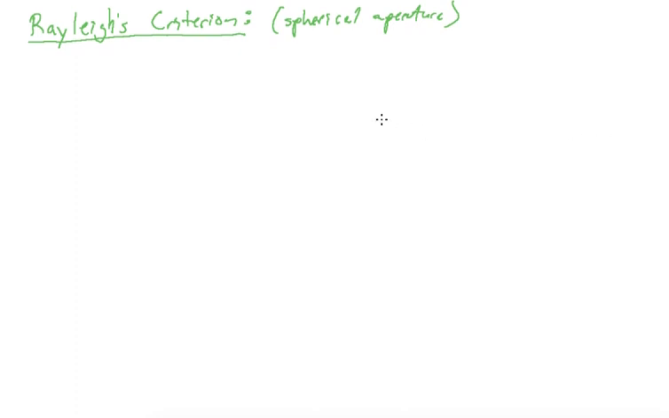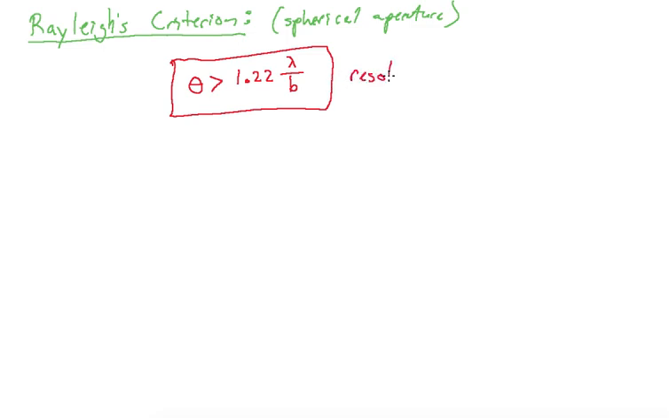And so what we can do is just go ahead and give you Rayleigh's criteria, and it is that theta must be greater than 1.22 times the wavelength over your aperture width. That is the criteria for resolution. So to resolve two things into separate images and be able to make them out and tell that there's two different things there.